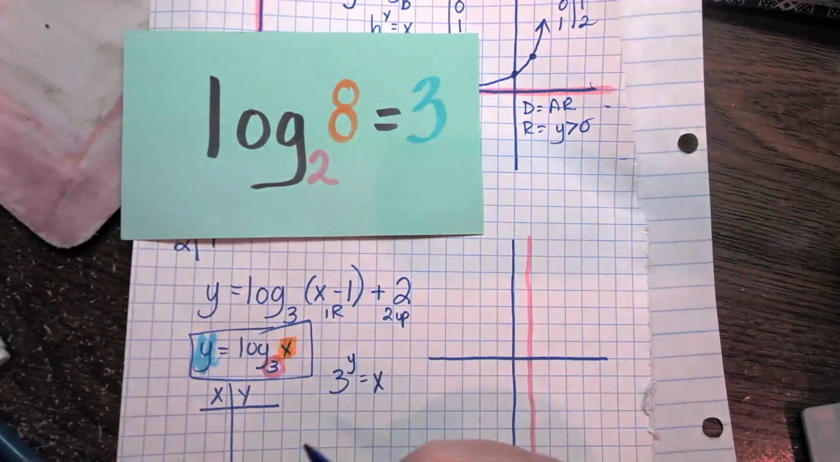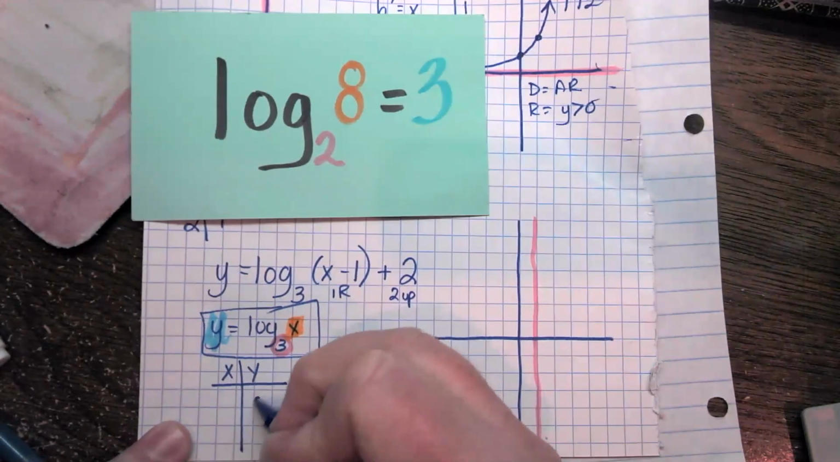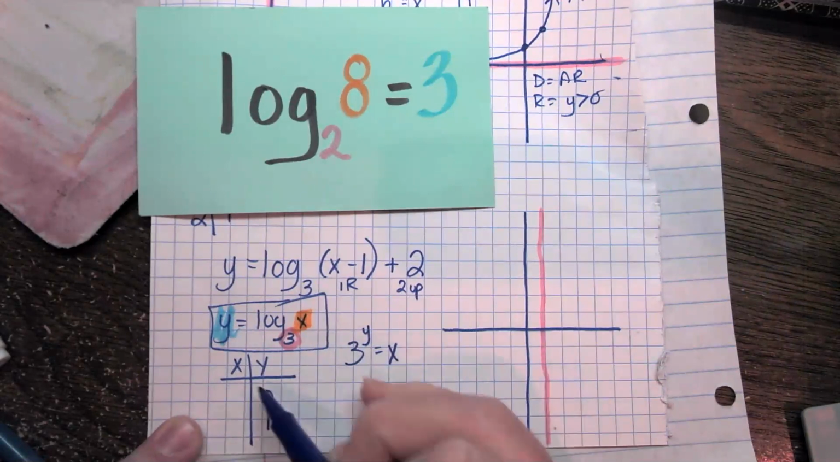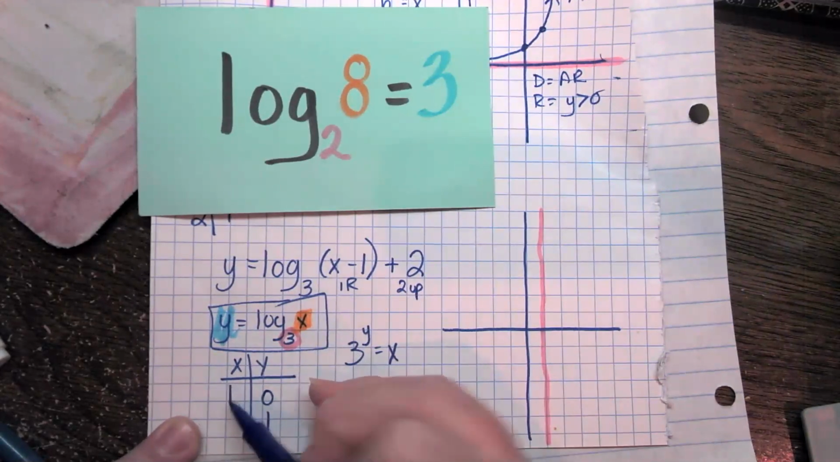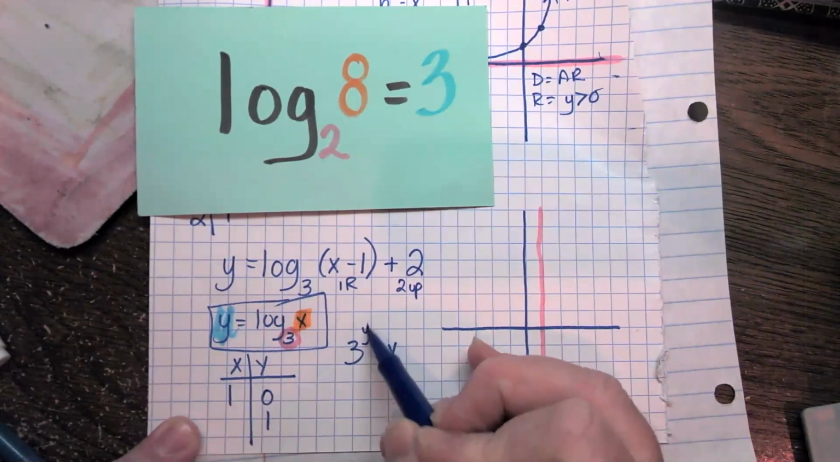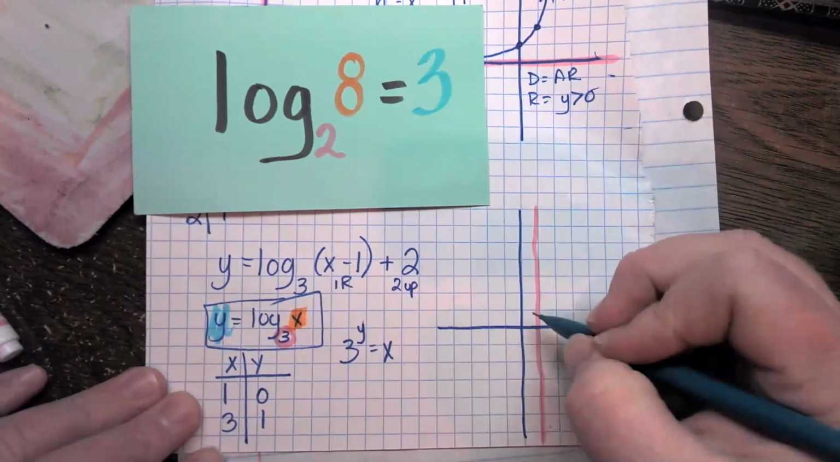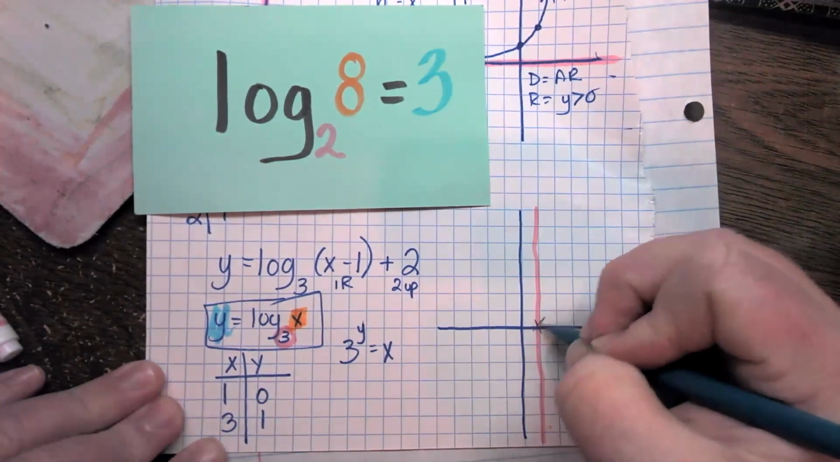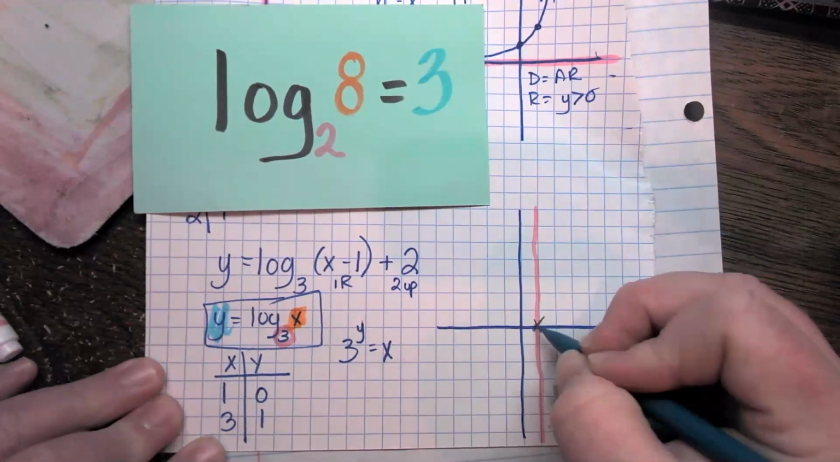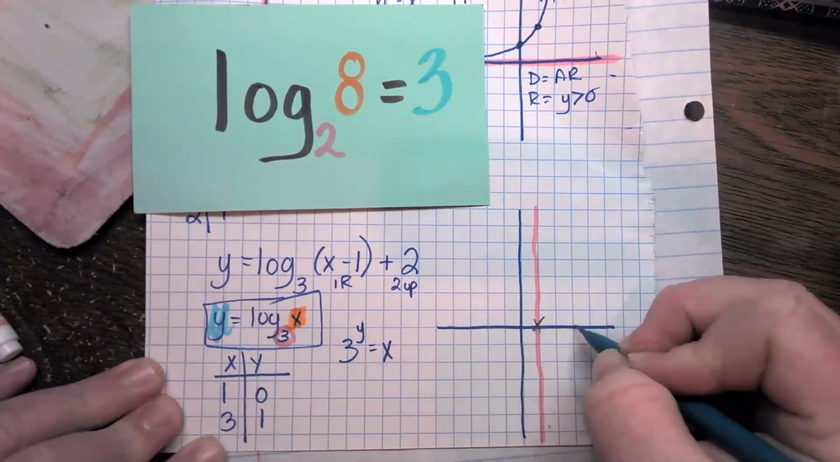Okay, my favorite points, 0 and 1. All right, here we go. 3 to the 0 is 1. 3 to the first is 3. And then what am I doing with those points? Okay, well, I'm going to go ahead and mark these with a pencil. Okay, and 3, 1, 1, 2, 3, 1.